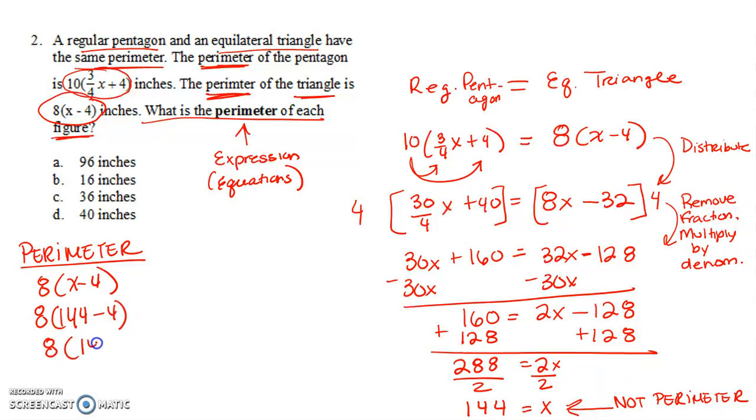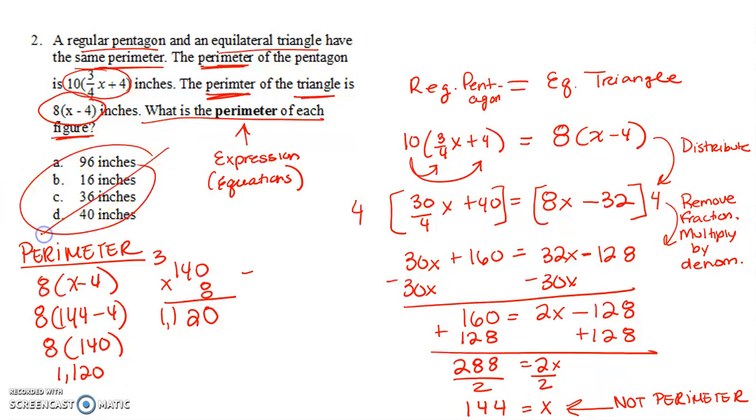Eight times 140 is going to give me 1,120. Please use your calculator. The standard allows you to. You want to double check? Write it. 1,120. All right, it's not an option here. I pulled this from a different worksheet, so I forgot to rewrite my options, but the answer is 1,120.